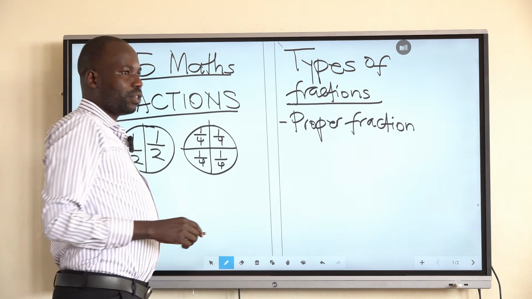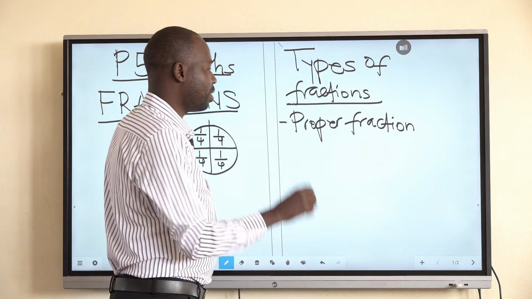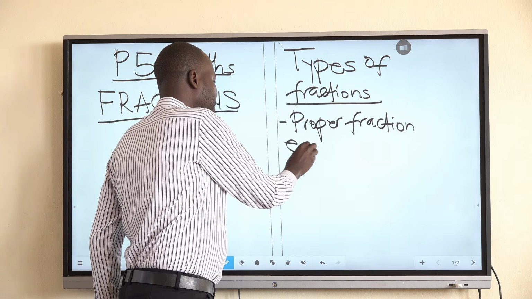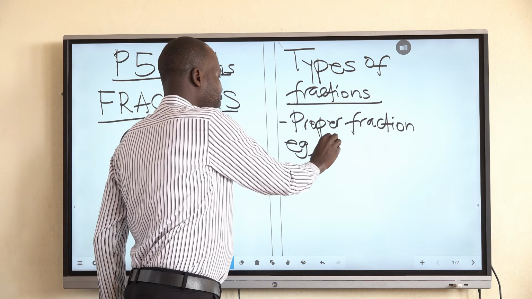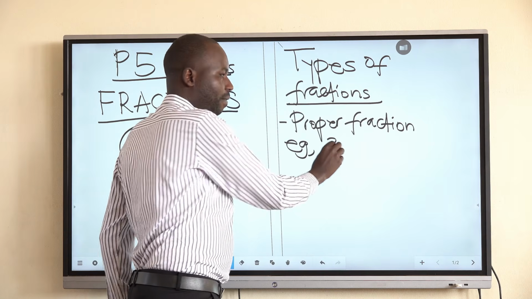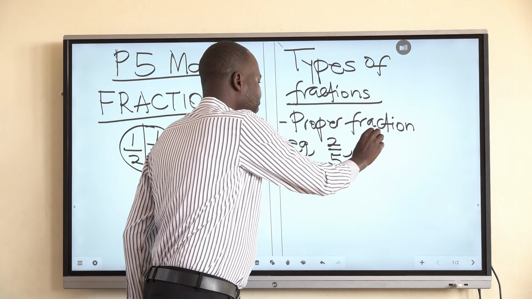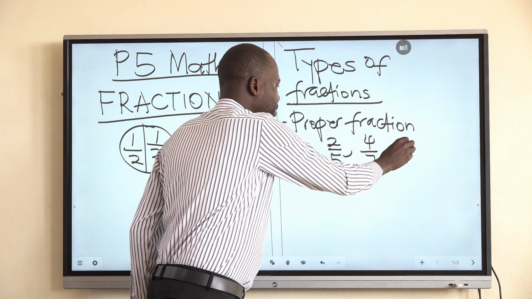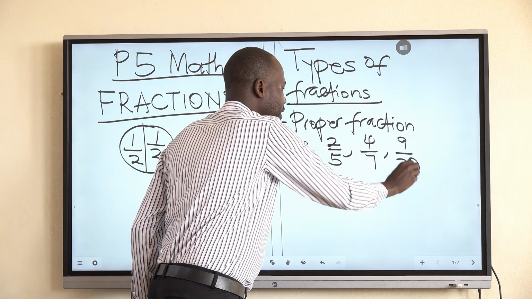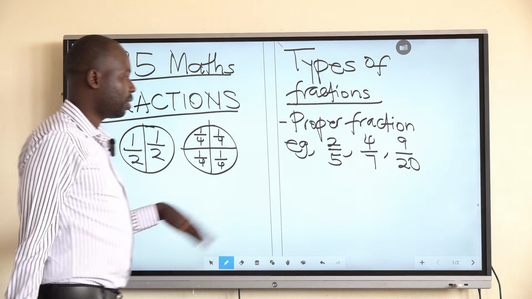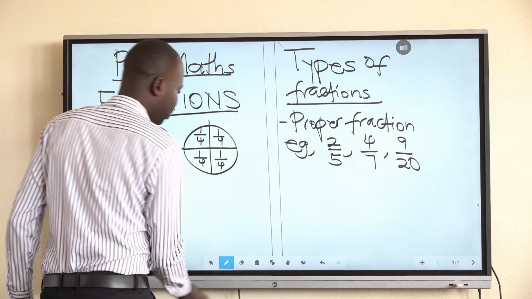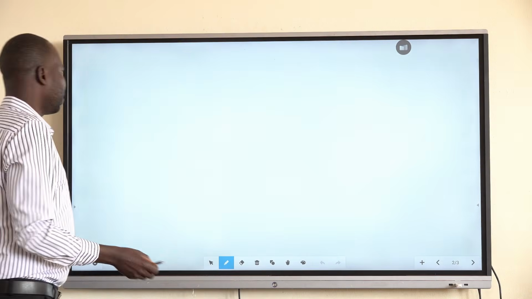So we have proper fraction. This is a type where the numerator is smaller than the denominator. For example, you can be given a fraction like 2 out of 5. You can have maybe 4 out of 7, maybe 9 out of 20, and so on. We may go to another type, because this one, we are just reviewing what we learned in P4.